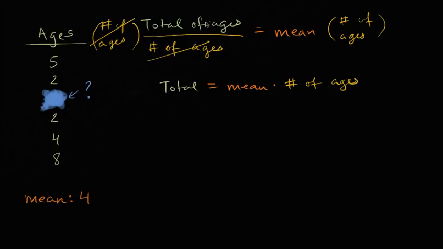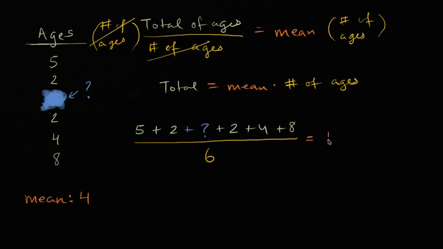So let's go back to the beginning here just so that this makes sense with some numbers. The total of ages, that's going to be 5 plus 2 plus question mark plus 2, plus 2 plus 4 plus 8. We're going to divide by the number of ages. Well, we have 6 ages here: 1, 2, 3, 4, 5, 6. 6 ages. And that's going to be equal to the mean. The mean here is 4.